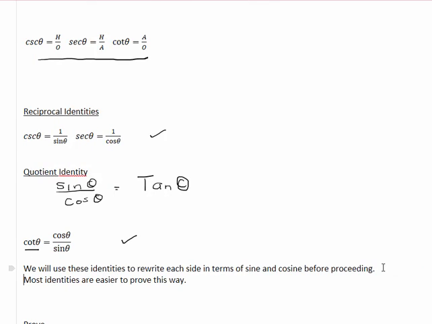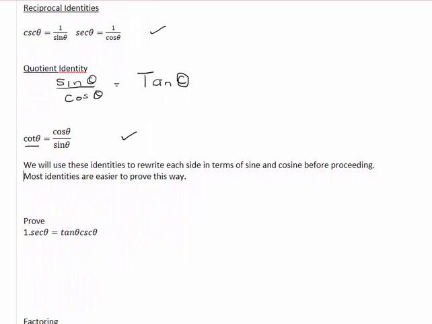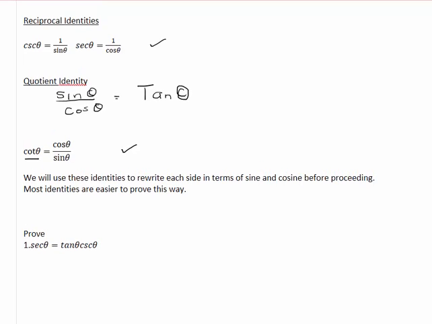So we will use these identities to rewrite each side in terms of sine or cosine before we proceed. Most identities are easier to prove this way. So let's see what it is that we're talking about here. So secant, we know, is equal to 1 over cos. That may help us. And on the left side, our tan theta, we know, is sine theta over cos theta. And our cosecant is 1 over sine theta.